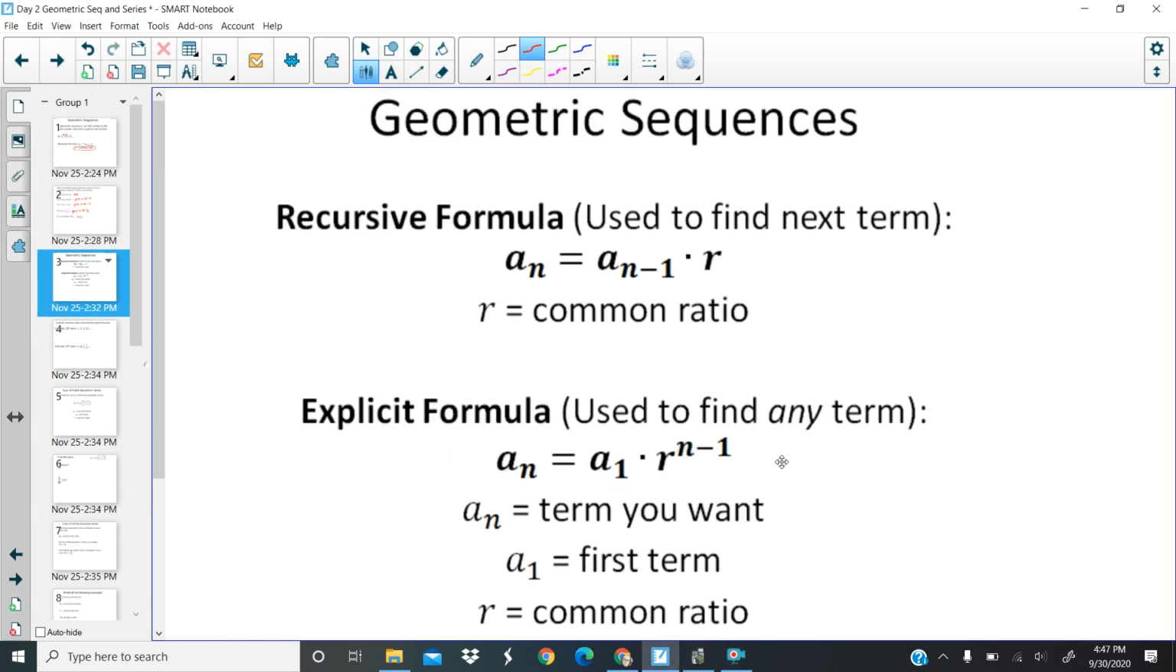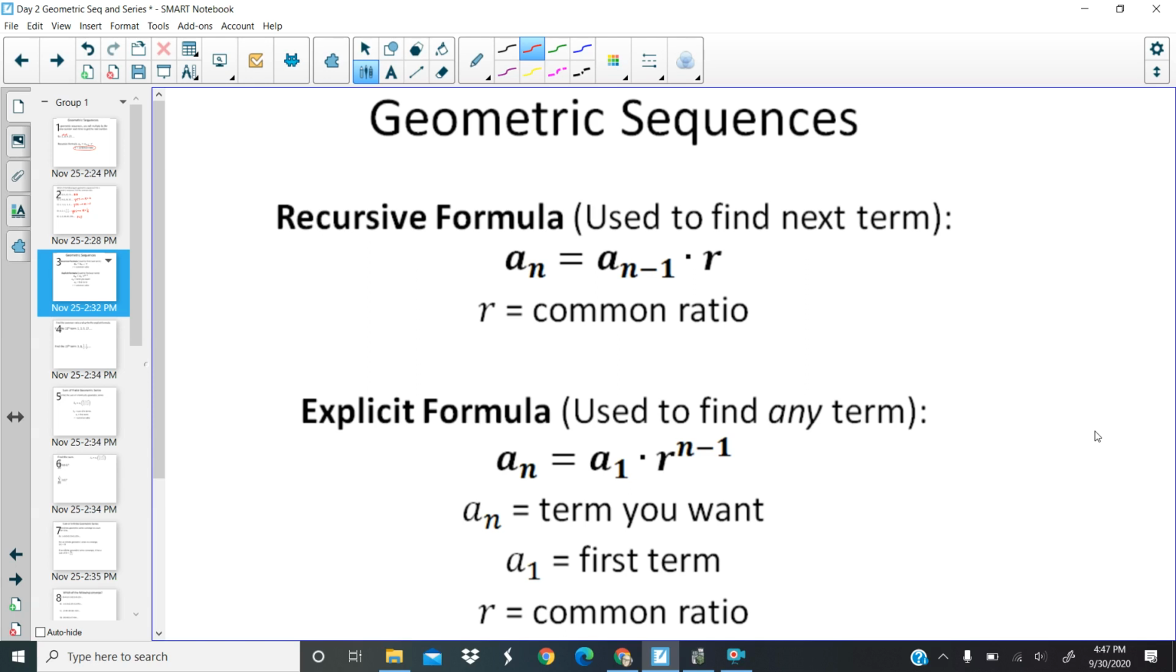So for the formulas, we already talked about the recursive formula, and then there's also going to be this explicit formula. So the explicit formula is going to be a sub n, which is the term that you're looking for, is going to equal the first term times the common ratio raised to the n minus 1 power.